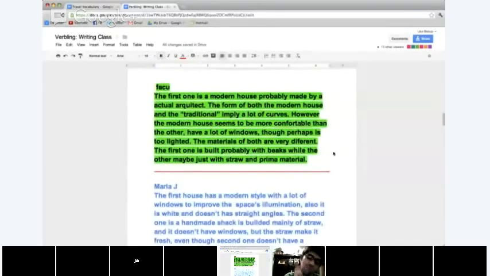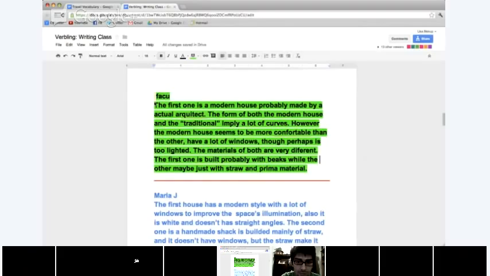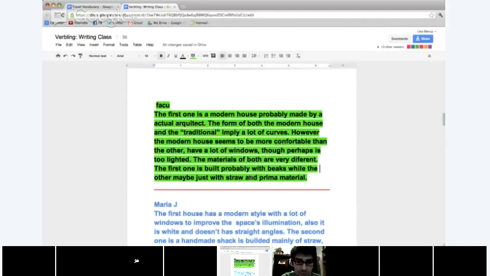Facundo, okay? Yes. The third one is a modern house probably made by an actual architect. The form of both the modern house and the traditional implies a lot of curves. However, the modern house seems to be more comfortable than the other. It has a lot of windows, though perhaps it's too lighted. The material of both is very different. The first one is built probably with bricks, while the other maybe just with straw and prima material.